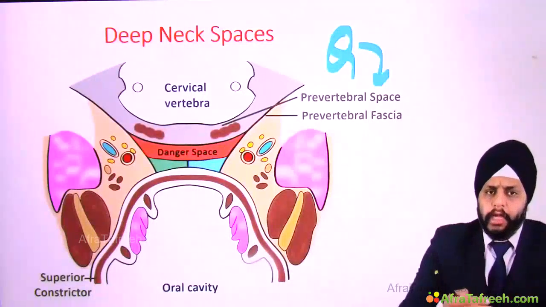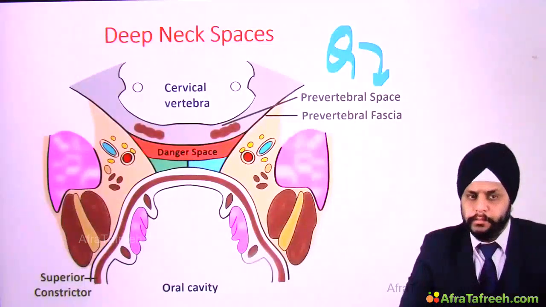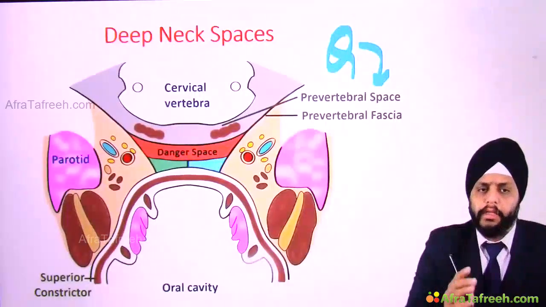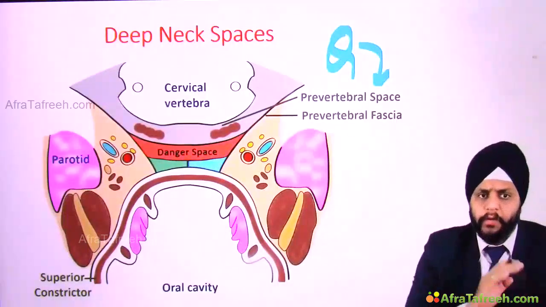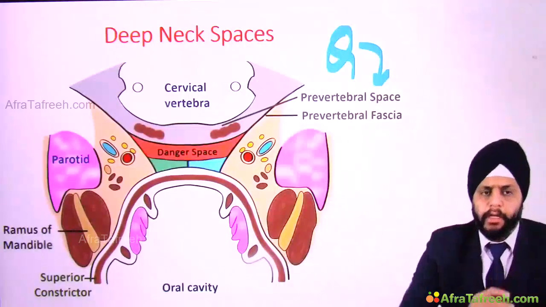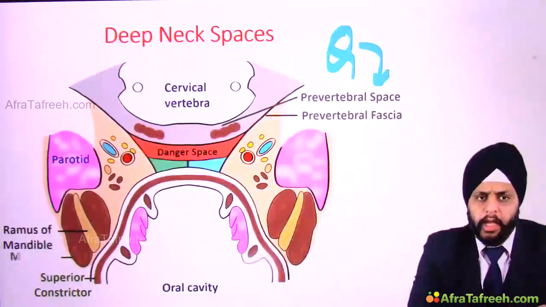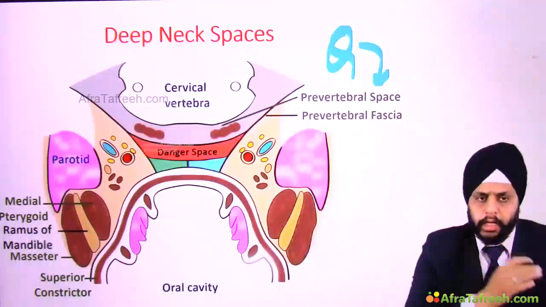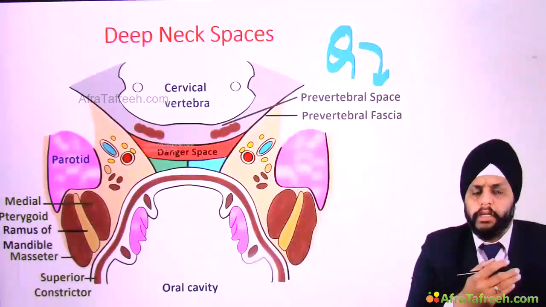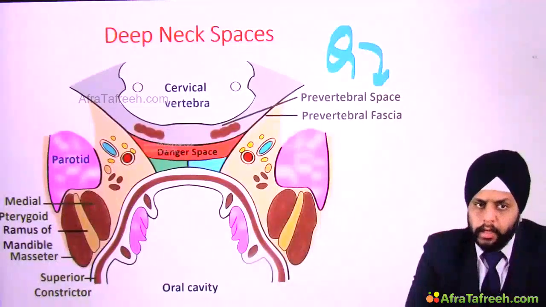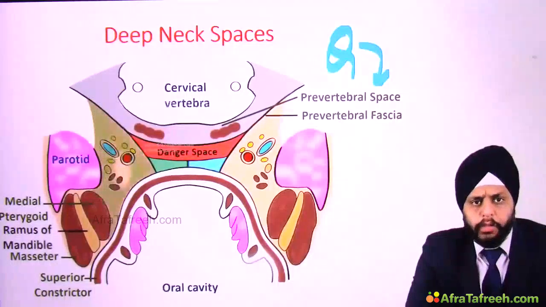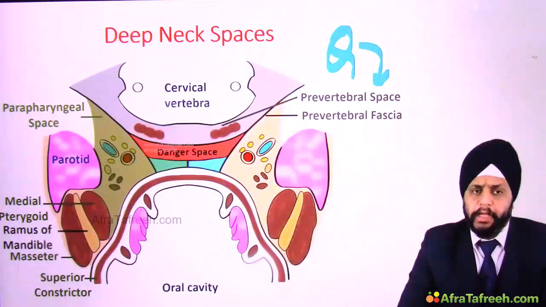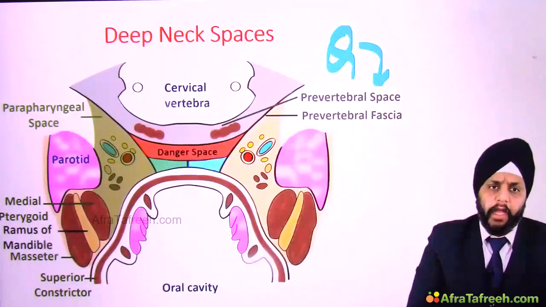Now we have discussed the anterior and posterior. Let's go lateral. Let's go to the side. So what do we see on the side? On the side we can see the parotid gland. Okay, now anterior to the parotid you can see the ramus of the mandible, and you can see the muscles attached to it, the masseter and the medial pterygoid. Lateral aspect masseter, medial aspect medial pterygoid. Right? Clear?